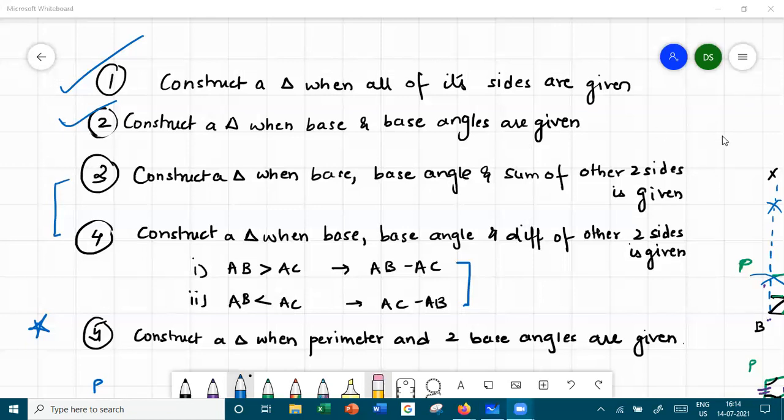Done? Okay. I hope everybody else also wrote this, right? We are discussing the third one right now. Construct a triangle where a base angle, one of the base angles, and the sum of the other two sides is given. How will you construct that?